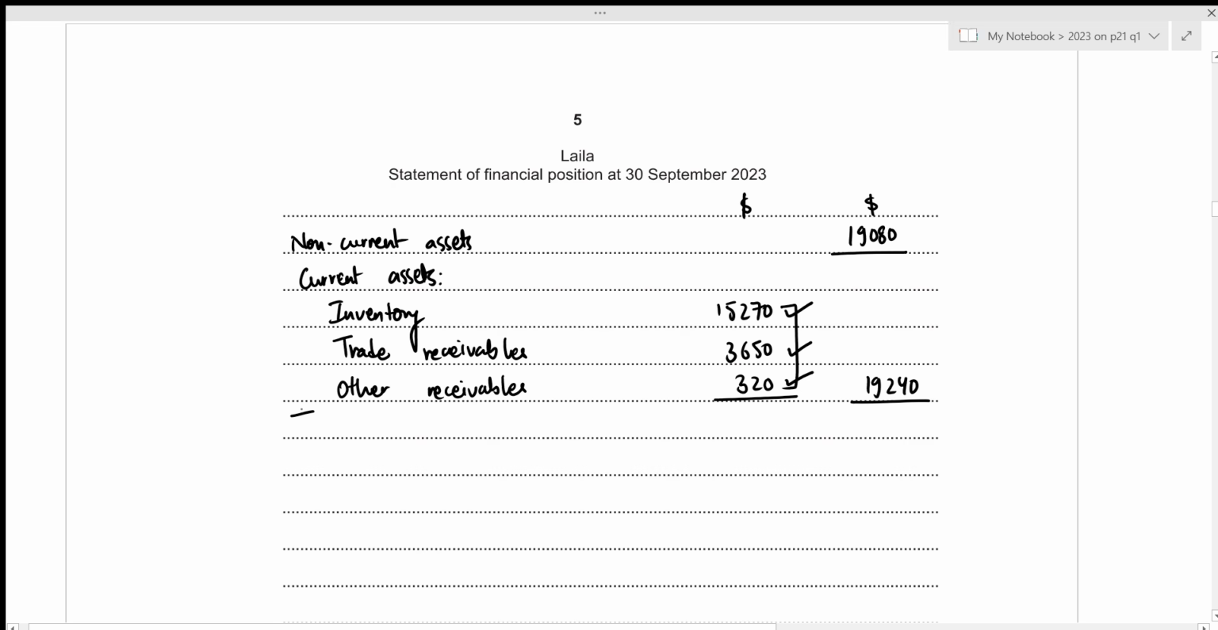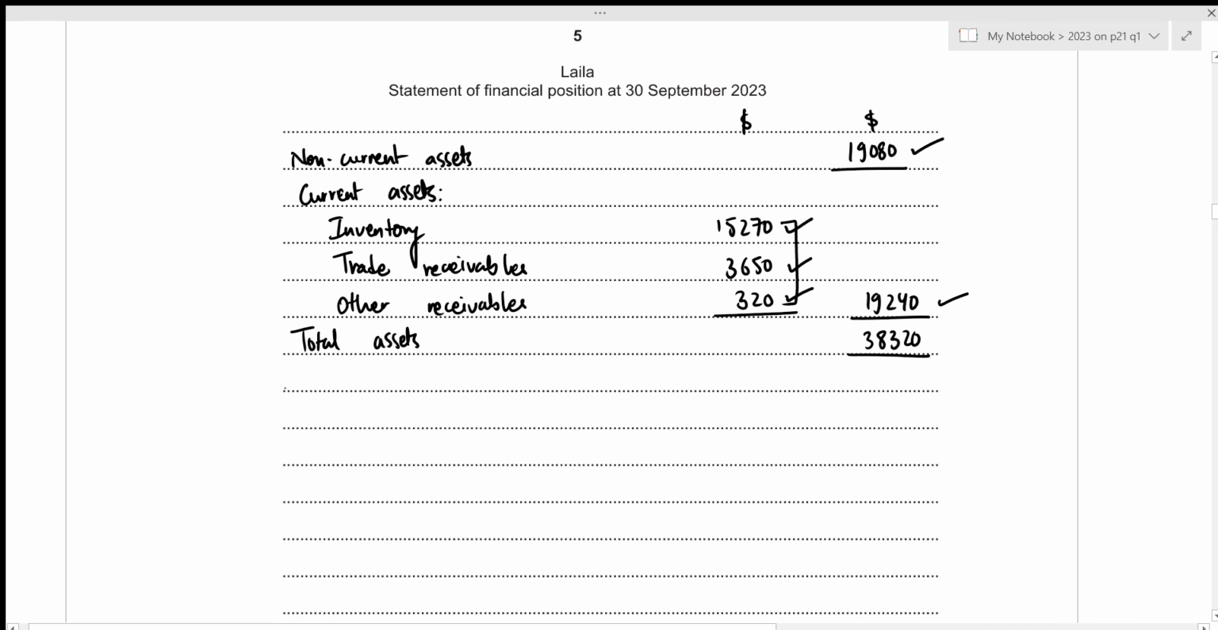Now we can calculate our total assets. For total assets, we just need to add the total of our non-current assets and total of our current assets. So that will be 19,080 plus 19,240, which results in 38,320. This completes the first section. Now we can move towards the equity section.